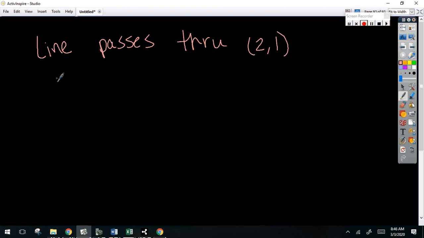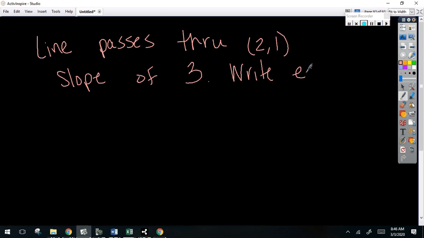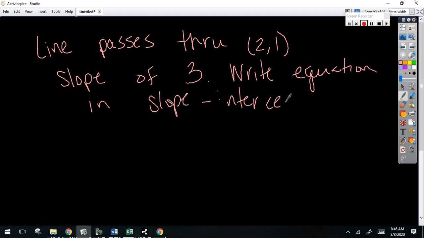All right, so let me show you what we're going to do. Let's say I told you that I have this line that passes through the point (2, 1) and has a slope of 3. And I said, write the equation of that line in slope-intercept form. And I'll give you a second to copy what I got so we are all together here.